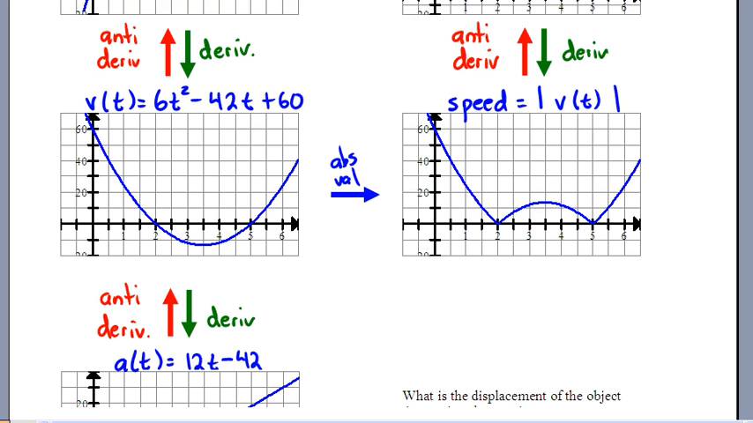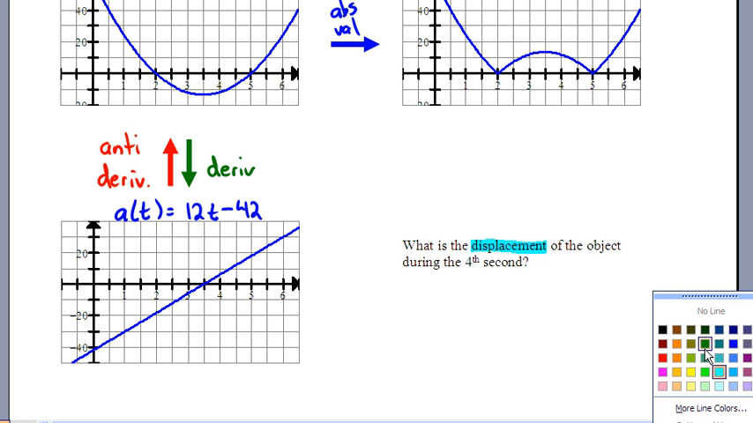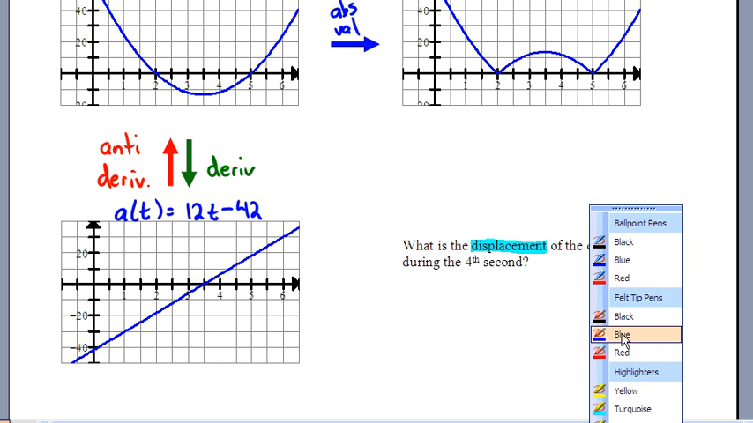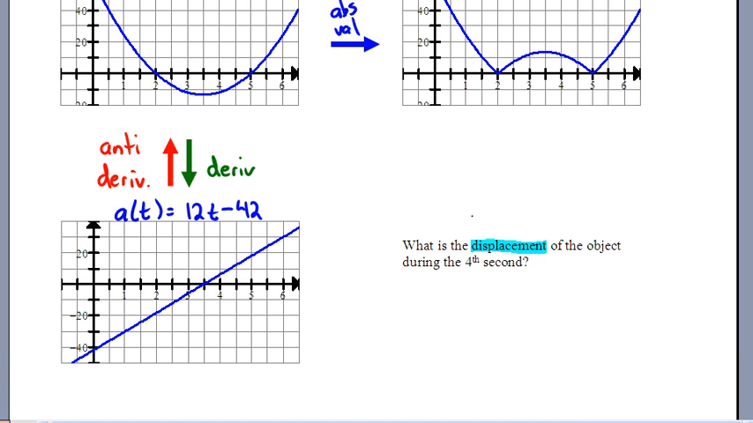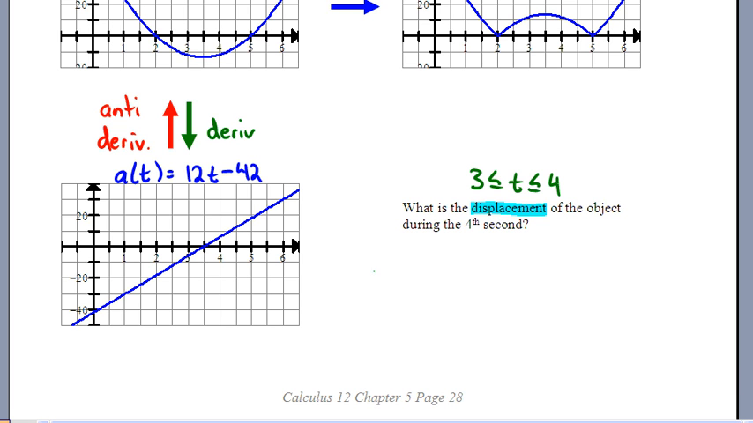Now down at the bottom right-hand corner, let's throw in the last word that physicists like to throw in there every once in a while. They say, oh, what about the displacement of the object during the 4th second? Well, the 4th second, if the first second goes from time 0 to time 1, would be from time 3 all the way out to time 4. If you want to find the displacement of the object just during the 4th second, you can integrate just from one time to another. You can integrate velocity, and that'll actually give you the displacement.